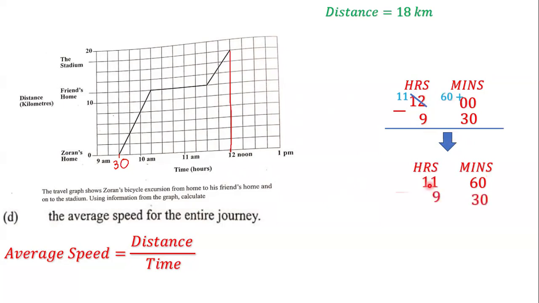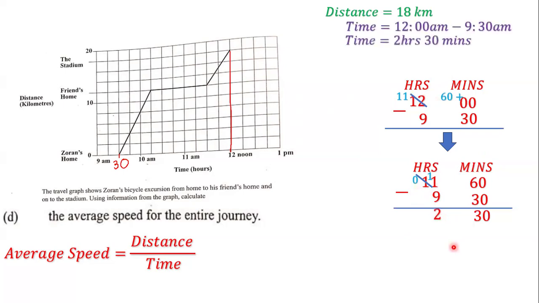And next we subtract. We have 11:60 minus 9:30. 0 minus 0 is still 0. 6 minus 3 is 3. 11 minus 9, well, what we can do is borrow 1 from this, and that becomes a 0, and then this becomes 11. So we have 11 minus 9, and that's 2. And so that means that the time taken is 2 hours and 30 minutes, or 2.5 hours.